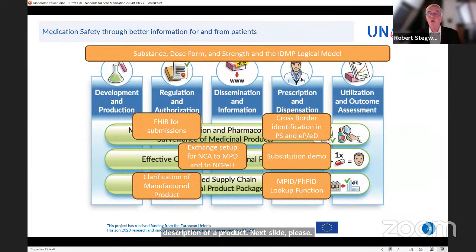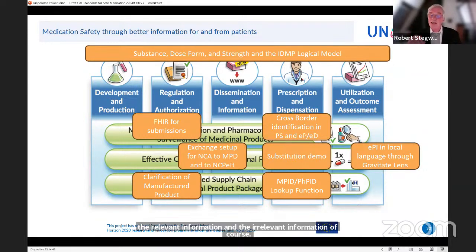So if we look at what we're doing, Gravitate Health is really at the utilization and outcome side. So we are looking at better information for patients. And if we click, it should show up. That's what the Gravitate Health Project is working on, the ePI, the electronic product information in local language, through what they call the Gravitate lens, that also uses patient characteristics to filter out the relevant and the irrelevant information, of course, so that you just get to see those things that are key for your health and care. The API is now in the process of becoming an ISO standard as well. So that's a very good thing.